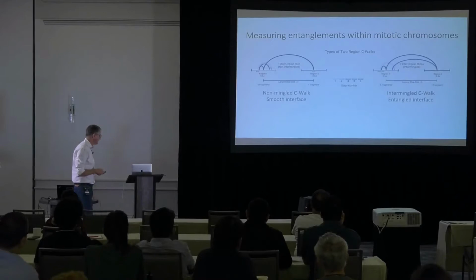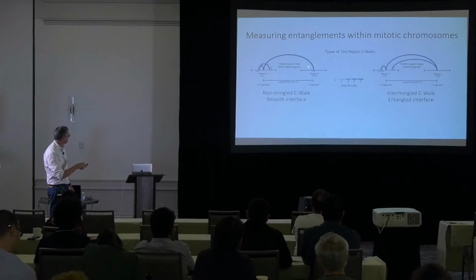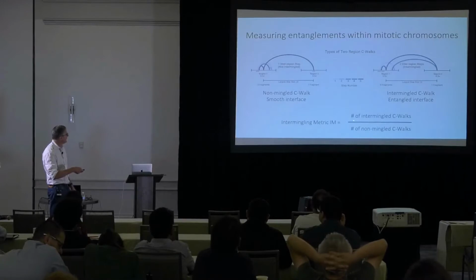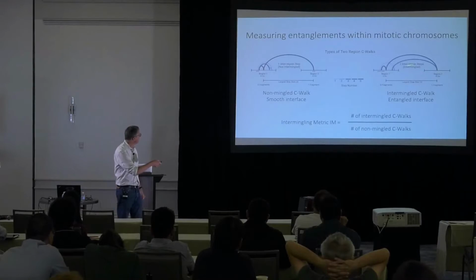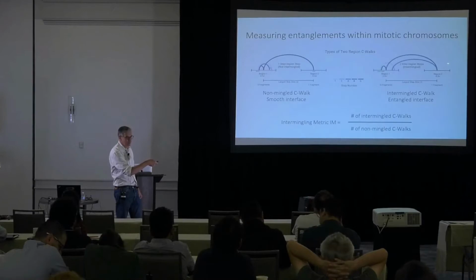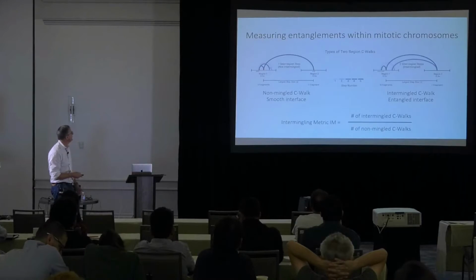For a set of regions separated by a given size, we can calculate what we call the intermingling metric, which represents what fraction of interfaces, so each one would be an instance in a single cell, have multiple back and forth between the domains or just one. So it's a very simple metric. That's what we came up with, but it seems to be doing the job.